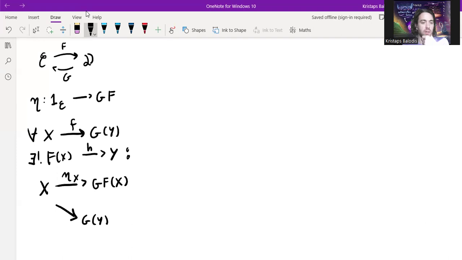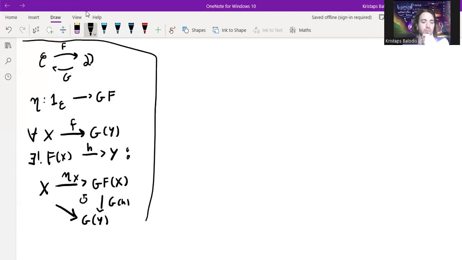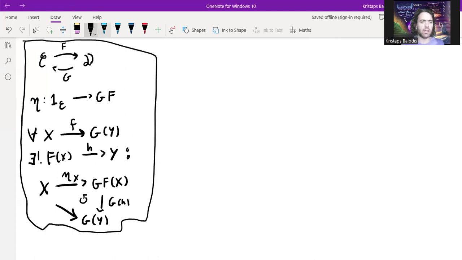And because H goes from F of X to Y, I can apply G to that map. And yeah, so I've got this unique H that makes this diagram commute. Okay, we'll probably be referring to this a bunch over the course of the video. And then there's also the co-unit. I'm not going to go through everything defining the co-unit. You can look at the last video, but that is a natural transformation from G first, then F, to the identity functor of the category D.